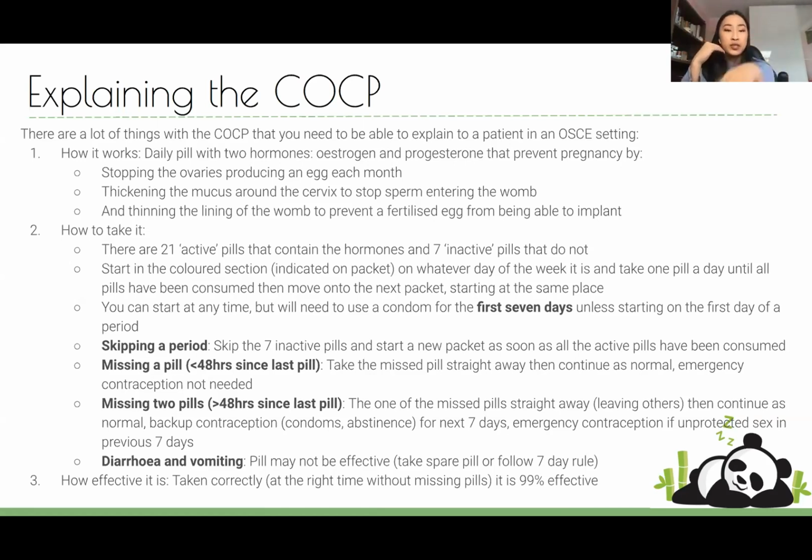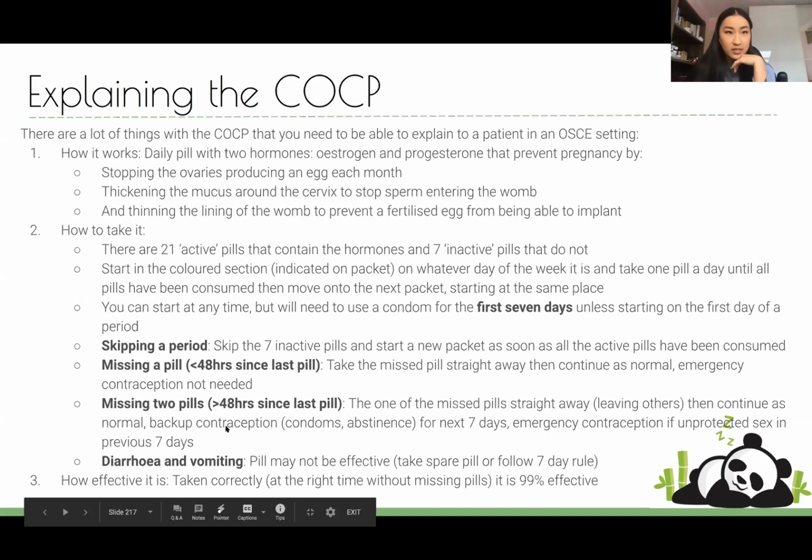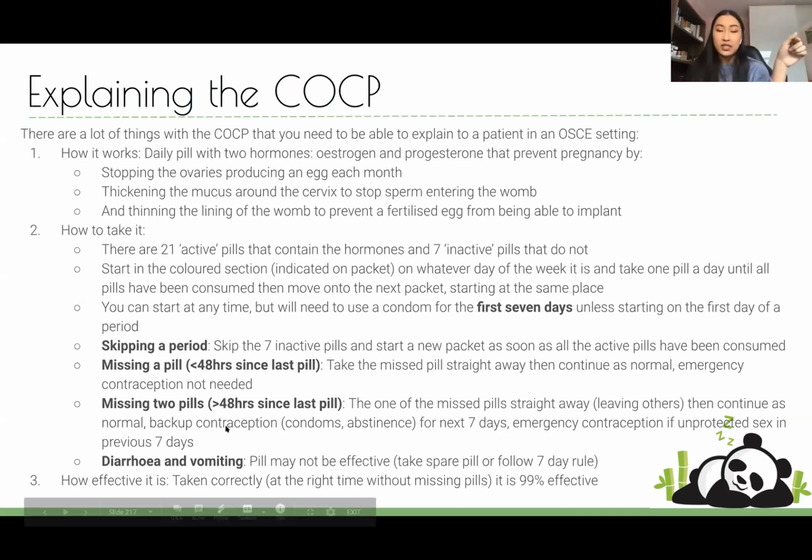However, if they miss 2 pills, so it's been more than 48 hours since the last pill, you take 1 pill straight away, continue as normal, but they're not protected. So they have to use backup contraception for 7 days. And 7 days is really the magic number for all of this pill stuff. If they've had unprotected sex in the last 7 days, they need emergency contraception. And the other 7-day rule is here. When they first start, they should use backup contraception for 7 days as well. The only exception is if they started on the very first day of their period, but that probably rarely happens.